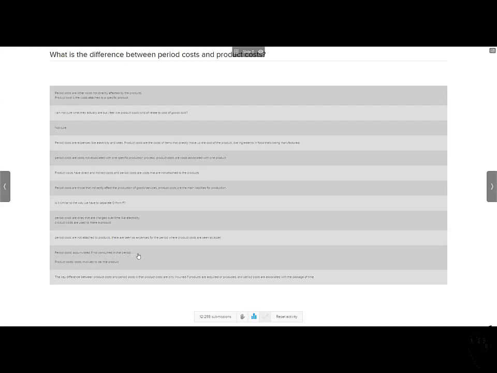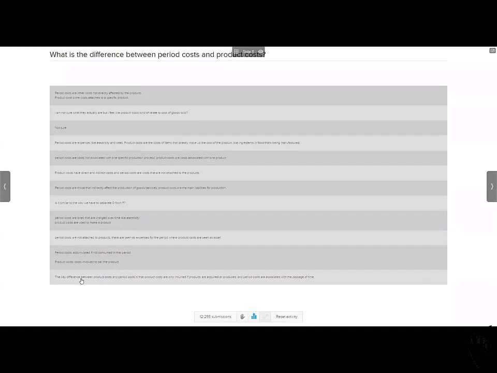No, period costs are expensed in the period. They're just expensed. They're not accumulated. Product costs are involved in producing the product. What's the cost involved to produce a whole lot of things? Often the selling costs are not attached to products.